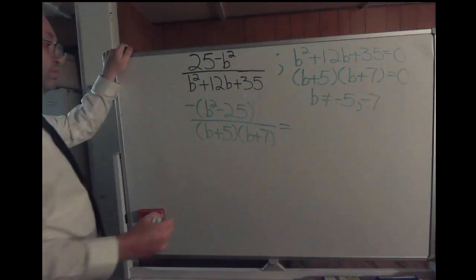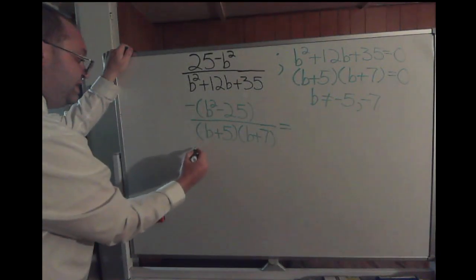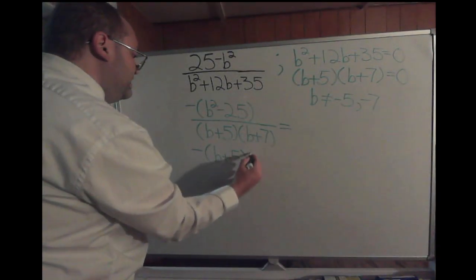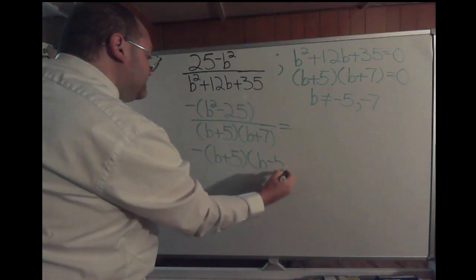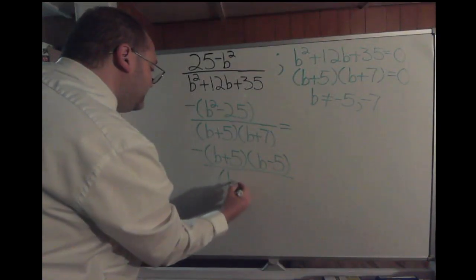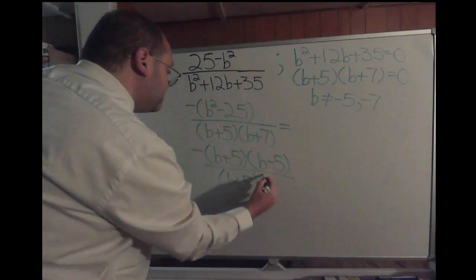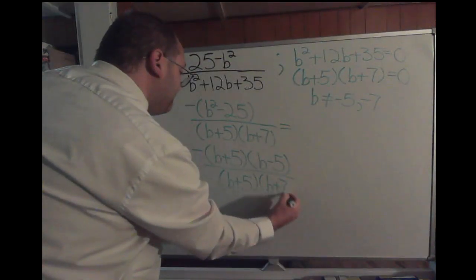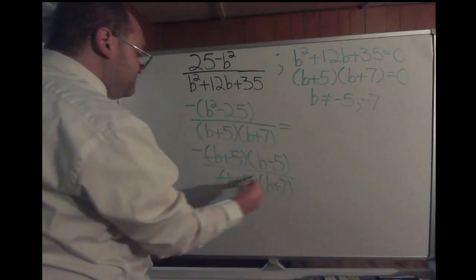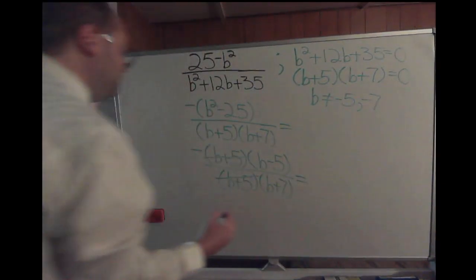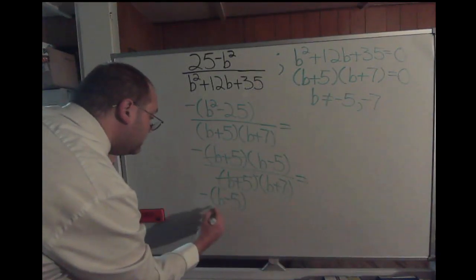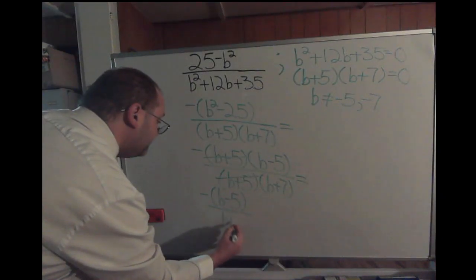Well, we can definitely factor b squared minus 25 further. You get negative of the quantity of b plus 5 times the quantity of b minus 5 all over the quantity of b plus 5 times the quantity of b plus 7. Well, plain to see in the numerator and denominator, b plus 5 factors out. You're going to be left with a negative of b minus 5 all over b plus 7.